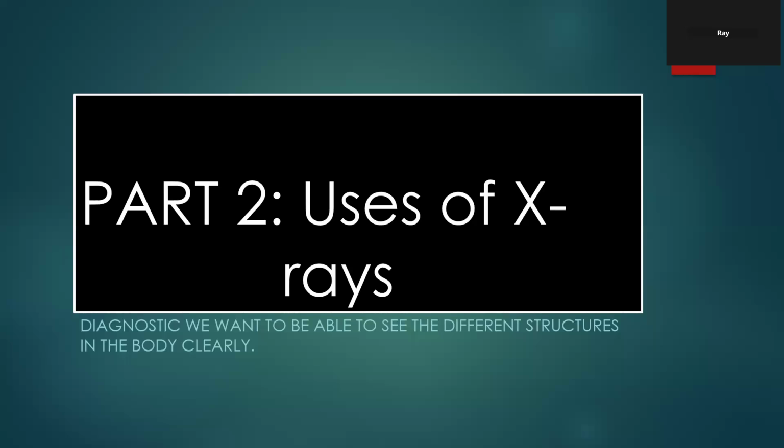Okay, so today we are looking at the second part. First part, we look at how it's produced. Now we look at how we use the X-ray. The key important thing is diagnostics. We want to be able to see the different structures in the body clearly.